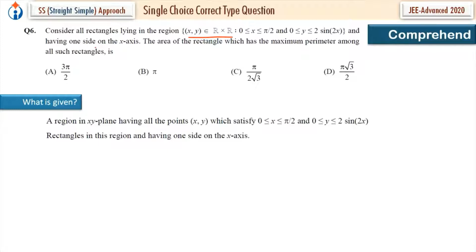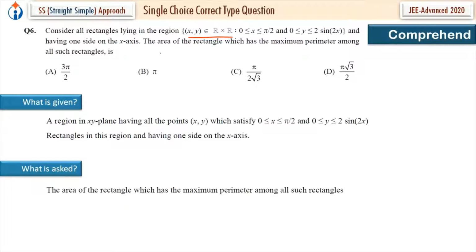तो रेक्टेंगल का एक साइड x axis पर है और इस रीजन के अंदर है. That's given. What is asked? The area of the rectangle which has the maximum perimeter among all such rectangles. तो जितनी भी ऐसे रेक्टेंगल बनेंगे उसमें से मैक्सिमम पेरीमीटर का जो रेक्टेंगल है हमें उसका एरिया निकालना है.